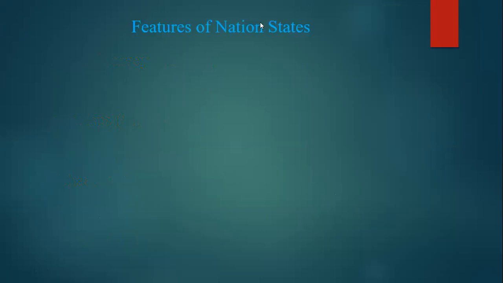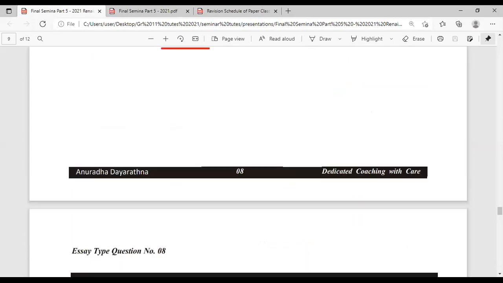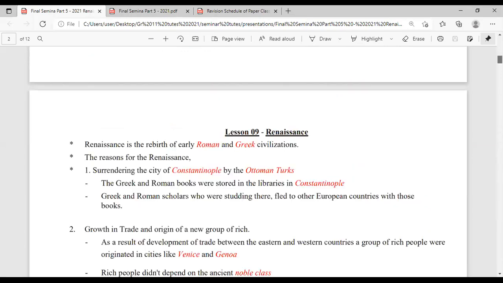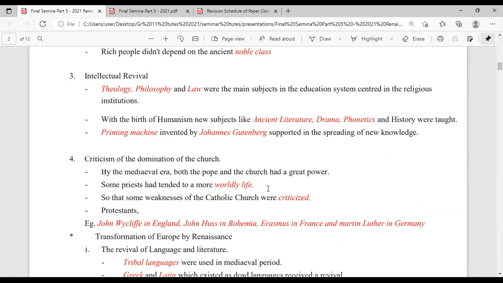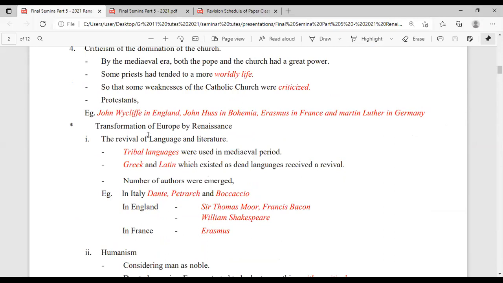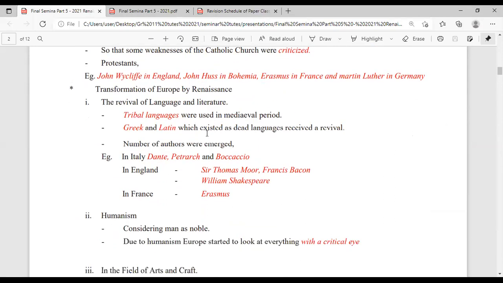Right. So then we'll once again go to the short note. This is the short note, right? So once again you go back, scroll up to the place where I stopped. This one. Transformation of Europe by Renaissance. After completing this part, we will go for that question and some MCQs we will do today, right? Okay. So then here, the revival of language and literature.